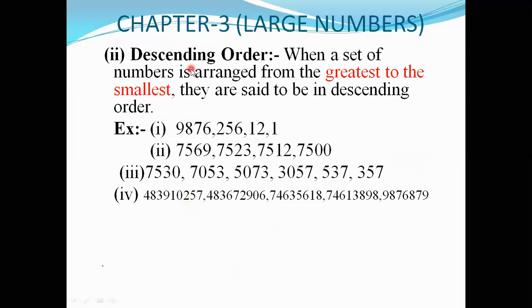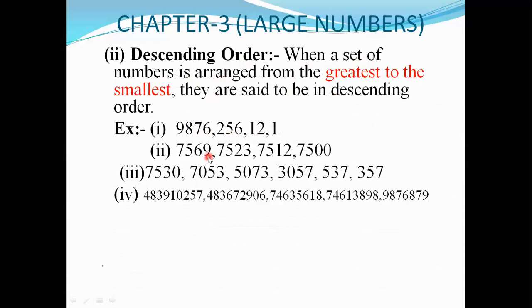Now the next topic is descending order. How can we write numbers in descending order? Greatest to smallest. Firstly, we write the greatest number, and lastly the smallest number. Now, what is descending order? When a set of numbers is arranged from greatest to smallest, they are said to be in descending order. This is the greatest number. This is smaller than this number. This number is smaller than this number. This number is smaller than this number.